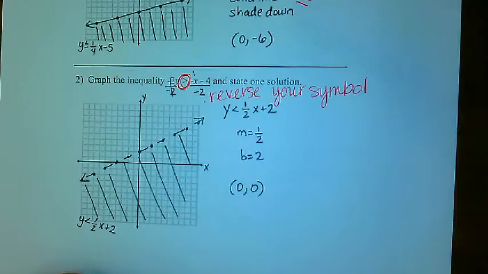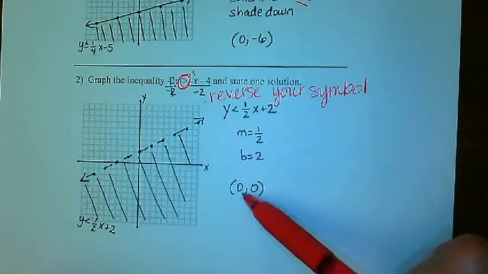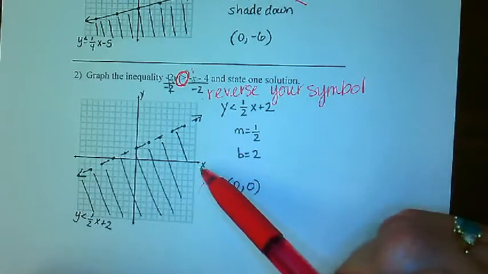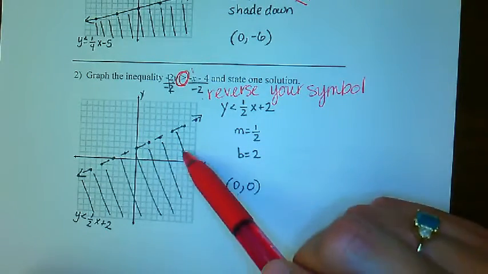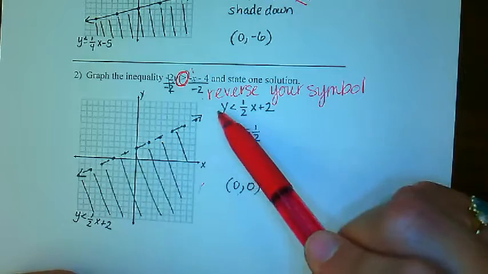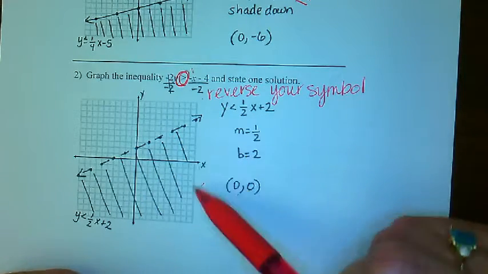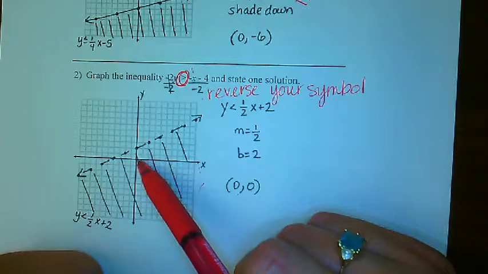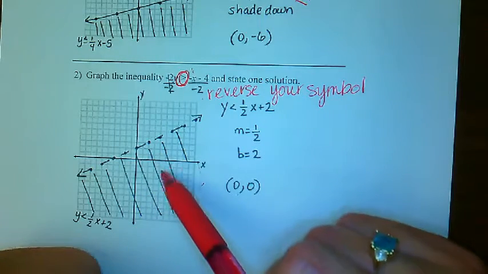And then if my line doesn't go through (0, 0), I always like to test (0, 0) in order to figure out your shading. If you're having trouble with your shading, you can always pick a point and try it. If it works, shade over top of it that way. So I always choose (0, 0) if it doesn't go through. And then that's just another way that you can double check.